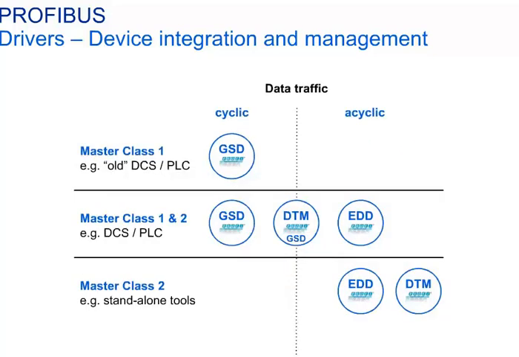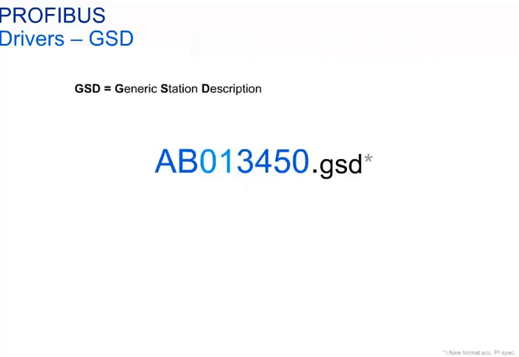This matrix shows the assignment of the individual driver types to the corresponding master classes and data traffic. Every master class supports only specific driver types. DTMs are particular, as the GSD functionality is integrated in every DTM. As a result, the DTM supports masters with cyclic and acyclic communication.